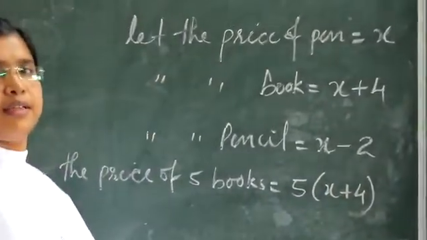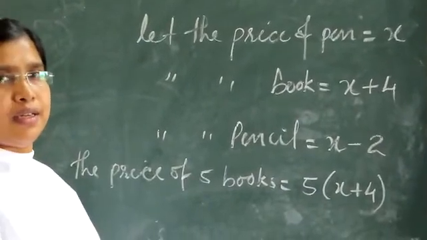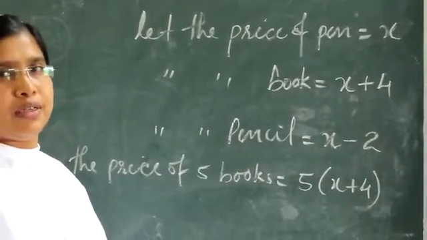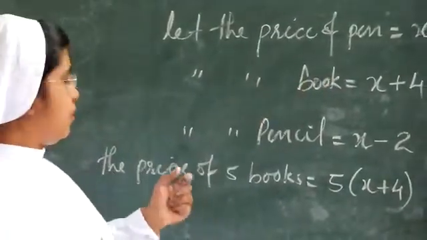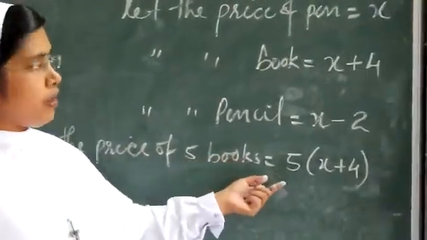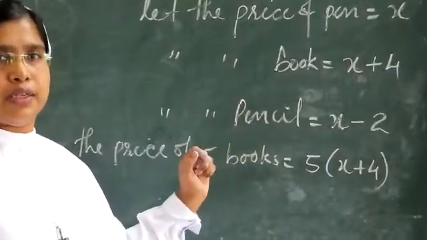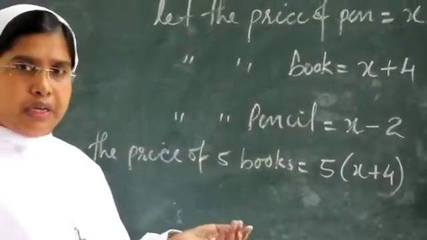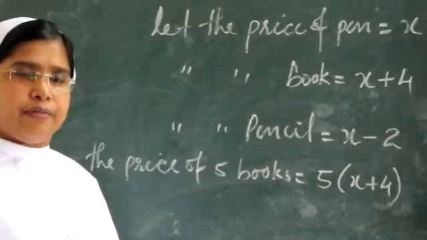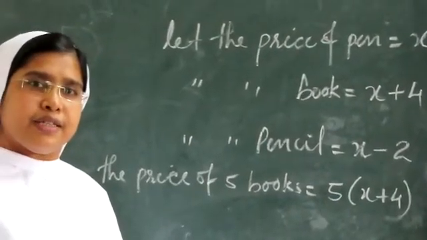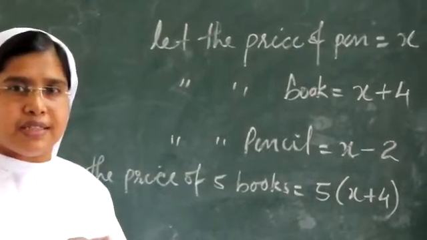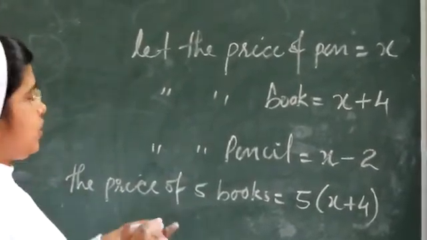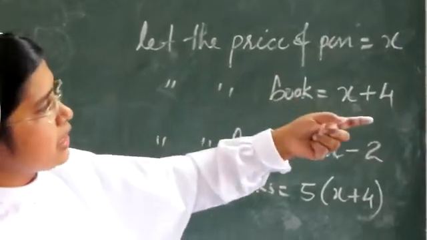Okay. Is it clear? Yes. Is there any doubt? No. Because the price of 1 book is x plus 4. Therefore, price of 5 books is equal to 5 into x plus 4. Alright. One example I can say, if the price of 1 book is equal to 6 rupees, what is the price of 5 books? 5 into 6. Is it clear? Okay. So, same way.